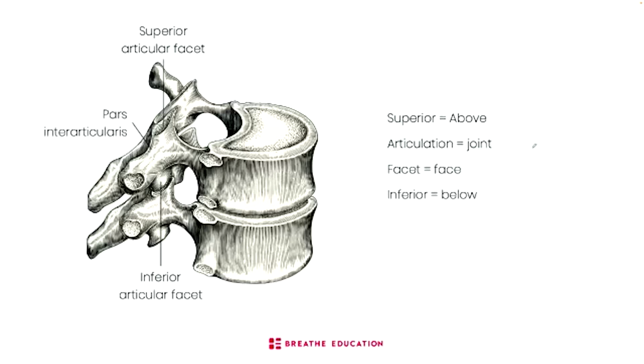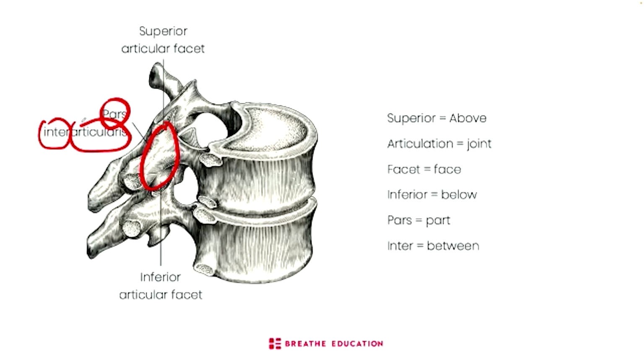And in between those parts, you have the pars interarticularis. Pars means part, inter means between, and articularis means joints. So the pars interarticularis is literally the part in between those two joints. Okay, let's have a look at that on our vertebra model.